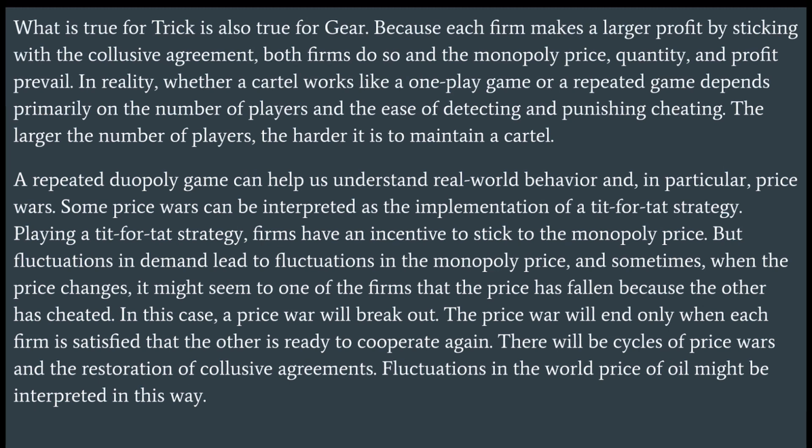But fluctuations in demand lead to fluctuations in the monopoly price, and sometimes when the price changes, it might seem to one of the firms that the price has fallen because the other has cheated. In this case, a price war will break out. The price war will end only when each firm is satisfied that the other is ready to cooperate again. There will be cycles of price wars and the restoration of collusive agreements. Fluctuations in the world price of oil might be interpreted in this way.